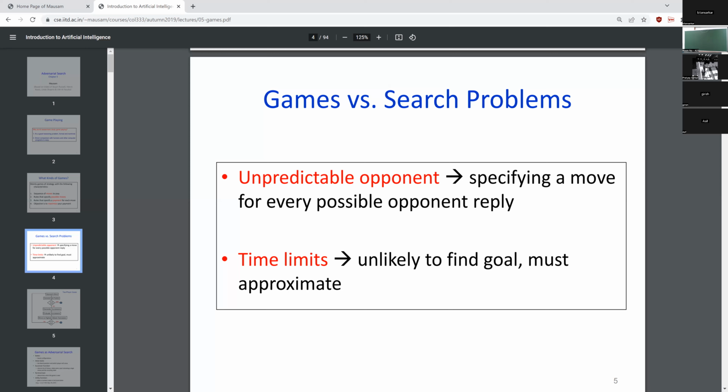So these are the two challenges in addition. Number 1, unpredictable opponent. Number 2, huge spaces and limited time, and therefore you would like to come up with kind of an approximate move which is best in the sense of good enough. Good enough is a good word.